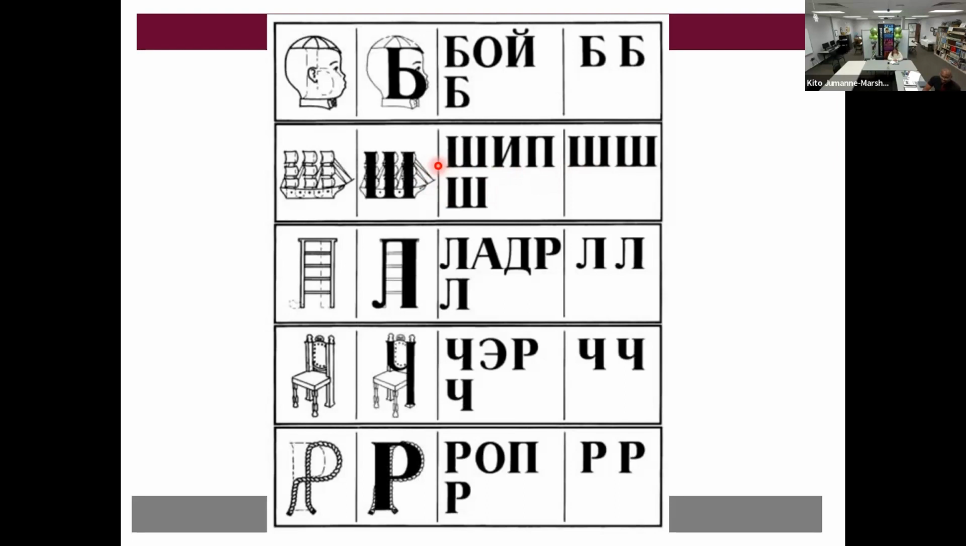The sound of this letter is sh. The name of this letter is Shaw. Say Shaw. Shaw. Again. Shaw. What is the sound of this letter? Sh. What is the sound of this letter? B. What is the name of this letter? Bay. What is the name of this letter? Shaw. Good.